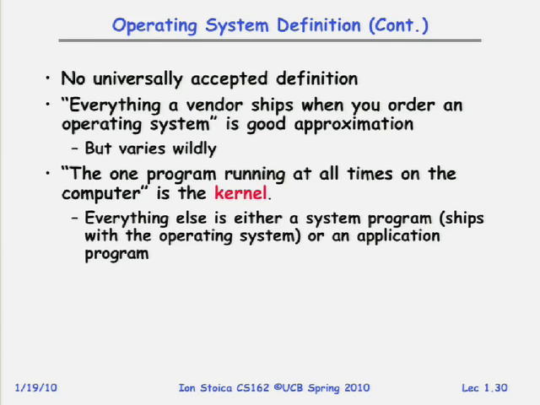There is some definition which people agree with, and that is the kernel. What is a kernel? The kernel is the part of the operating system which runs at all times on your computer, right? And this is the OS kernel. This is one definition. Everything else outside the kernel is either what is called a system program or an application program.